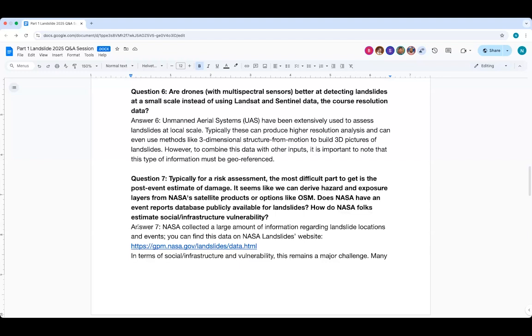Critically, it's important to note that this data is certainly higher resolution in most cases than the satellite data from Landsat and Sentinel. But to incorporate it in a broader analysis, it is important to make sure that it is geo-referenced. That's typically done widely, but that is, again, an important prerequisite to the use of that data more generally.